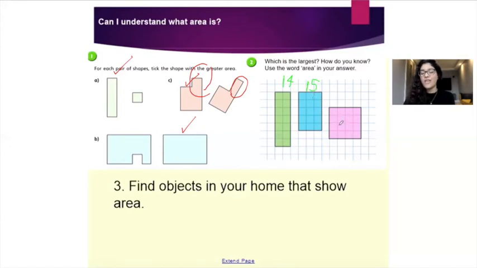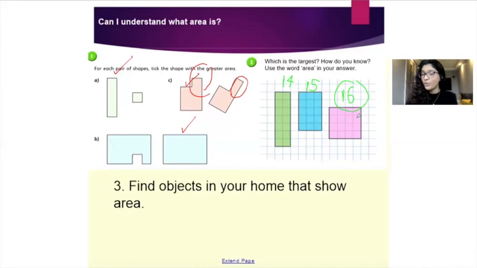Now let's count the squares up for the pink shape to find out the area. 1, 2, 3, 4, 5, 6, 7, 8, 9, 10, 11, 12, 13, 14, 15, and 16. So the area of that shape is 16. So which is the largest? Which number is the biggest one? 14, 15, or 16? It would be 16. So that one is the largest.